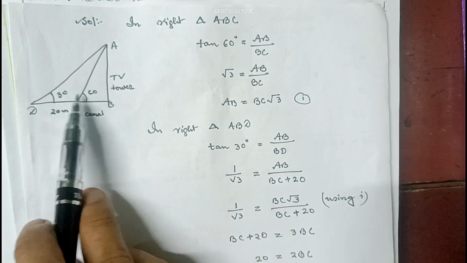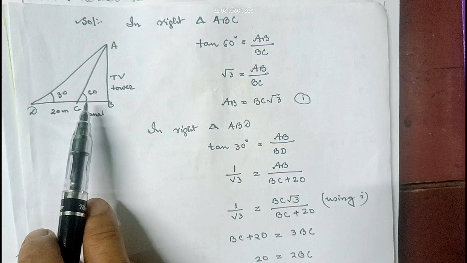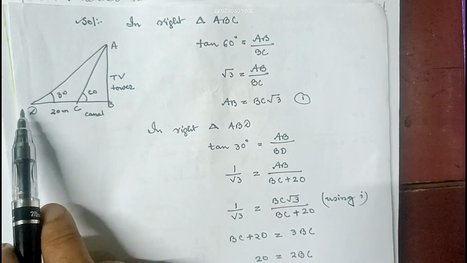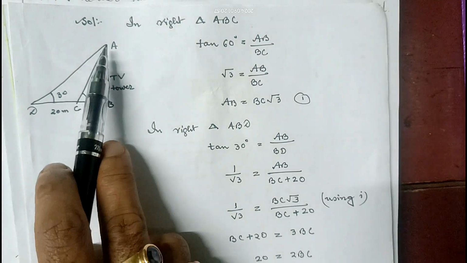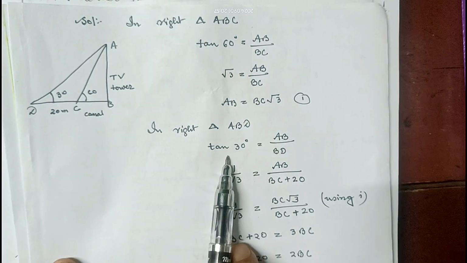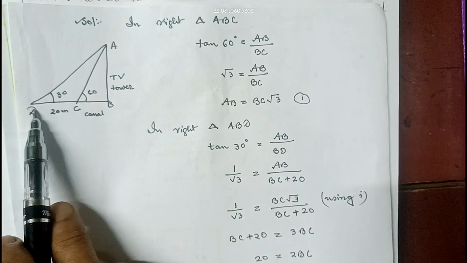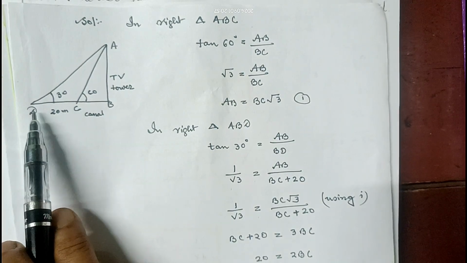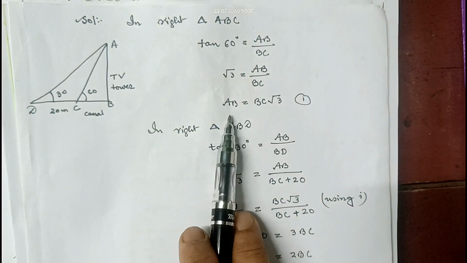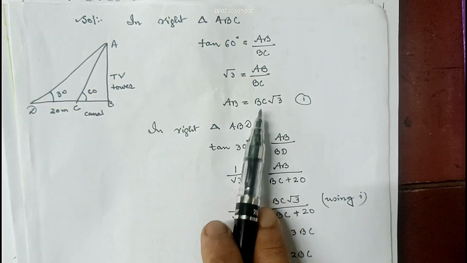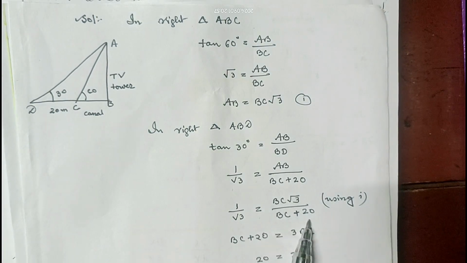Again, if you consider the bigger triangle, that is ABD, here also we have to use tan 30 because we require perpendicular and base, hypotenuse is not required. So tan 30 will be AB by BD. Tan 30 we know is 1 by root 3, equals AB by, instead of BD, we are writing BC plus 20 because CD is given 20 meter. 1 by root 3 equals, we got AB as BC root 3 in equation number 1, so instead of AB we can write BC root 3 by BC plus 20.